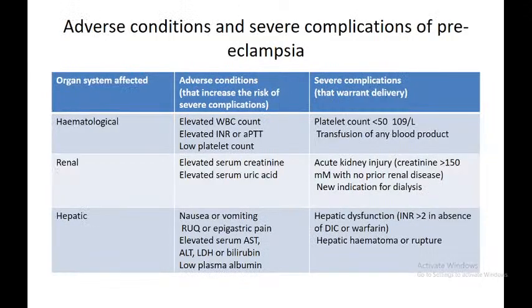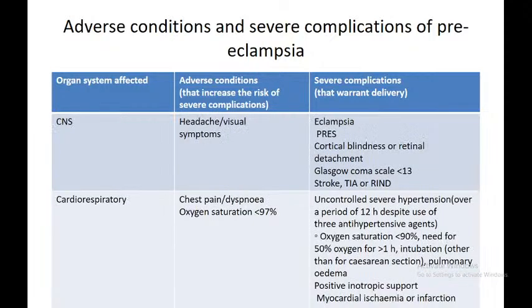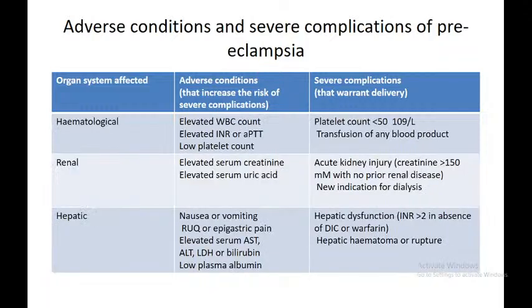So I repeat, the various complications that we see with pre-eclampsia. In the CNS: eclampsia, PRES, cortical blindness or retinal detachment, sometimes coma, stroke or transient ischemic attacks. And cardiorespiratory complications, mostly in the form of pulmonary edema and myocardial ischemia or infarction. Usually these complications are seen in uncontrolled severe hypertension, most often when the woman needs more than 3 antihypertensive agents. So these are the kind of women who develop these complications, especially the cardiorespiratory complications.